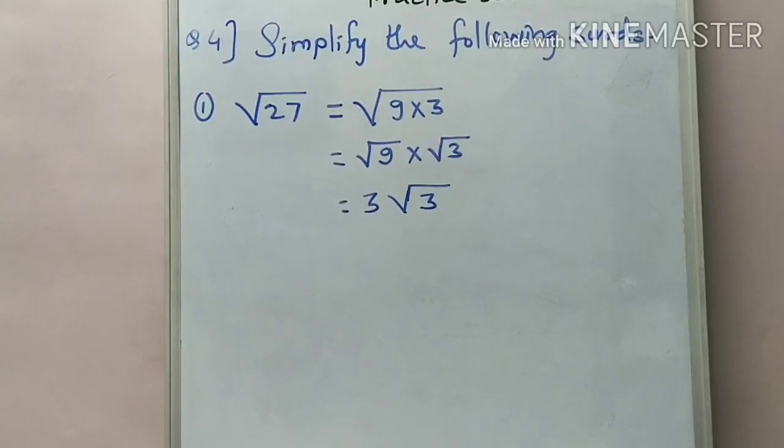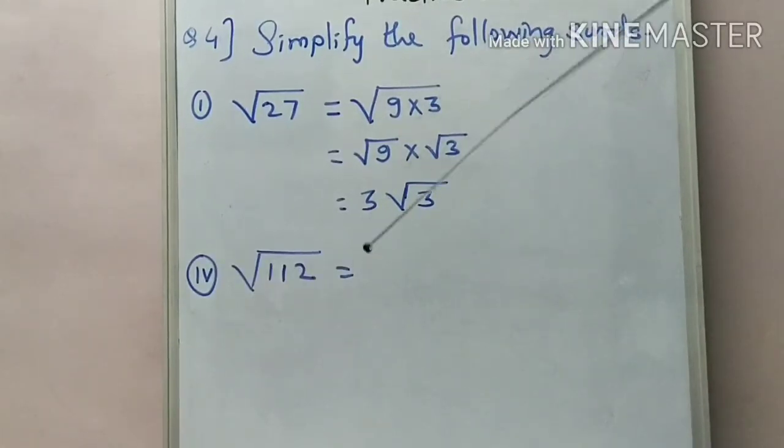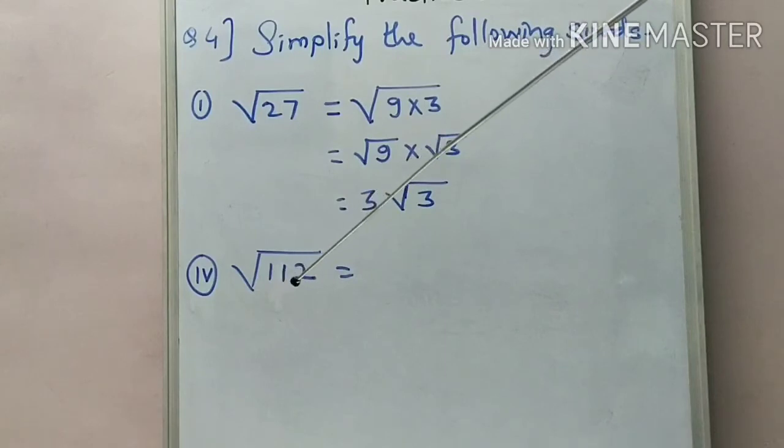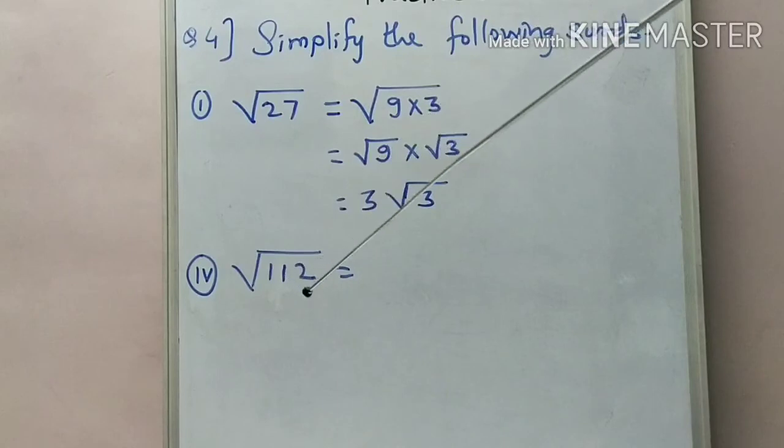Now we try the fourth example. Again, the given surd is what? Root 112. We have to factorize this 112 in such a way that one factor gives a perfect square number.